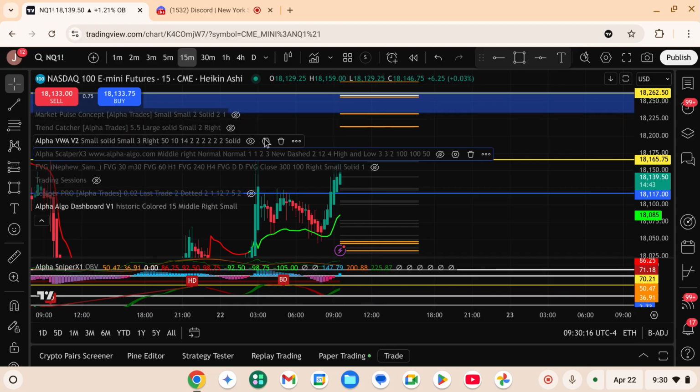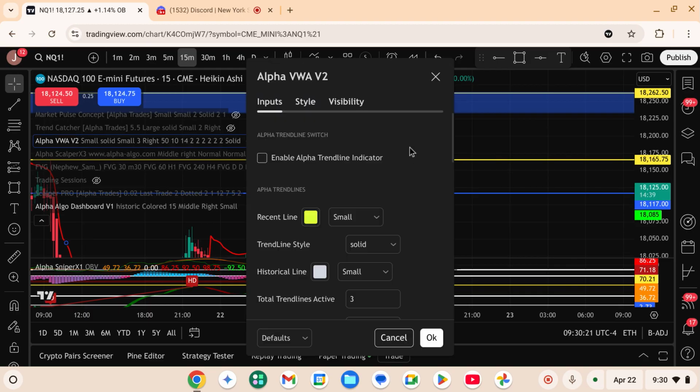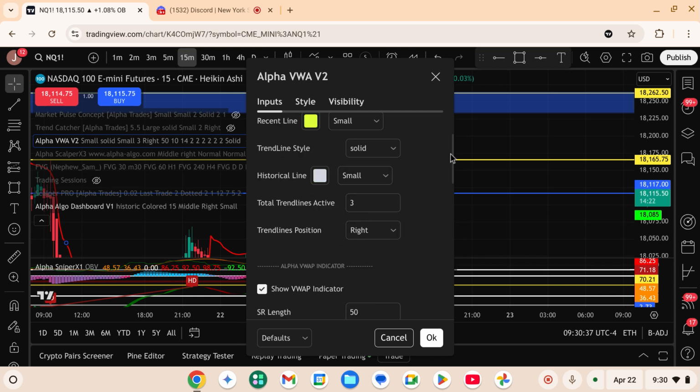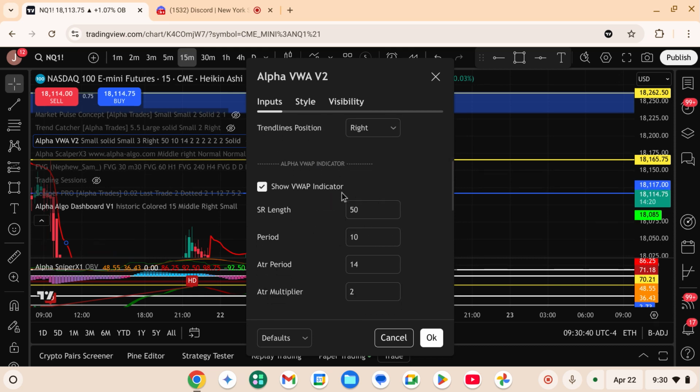Right here. So my settings, I have, let's see, for inputs, this is disabled, so that's not important. This is custom settings that I set for the VWAP.